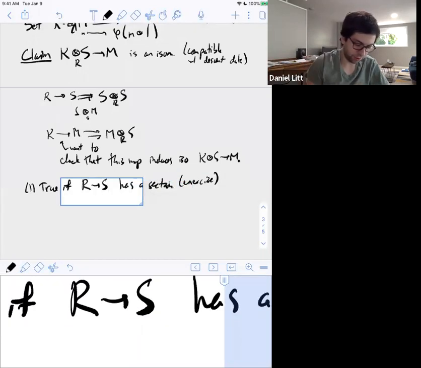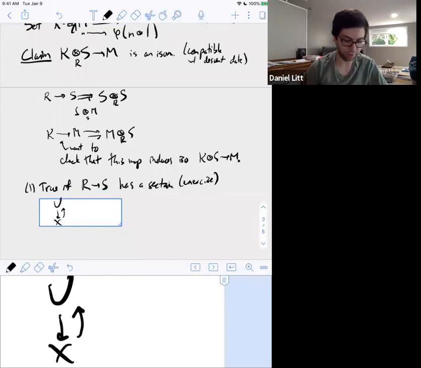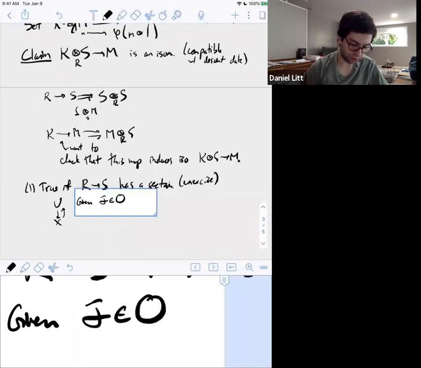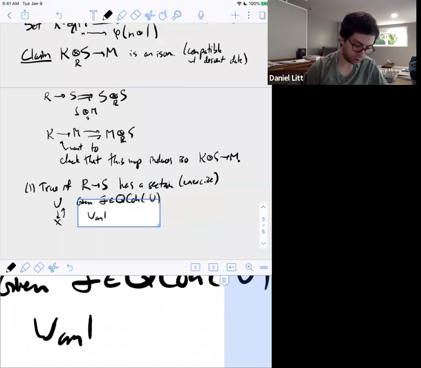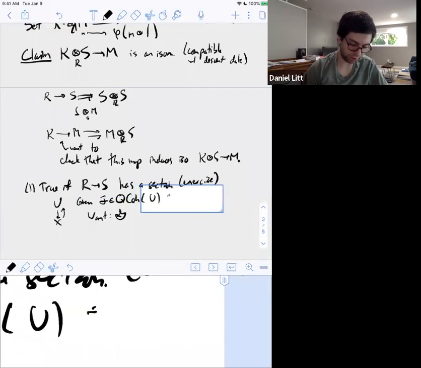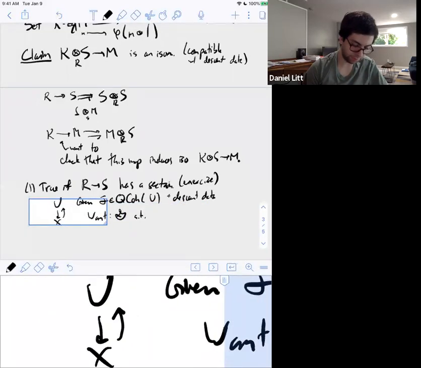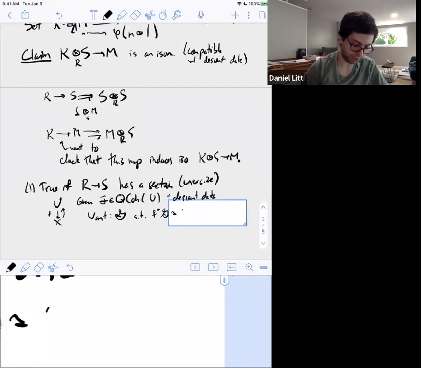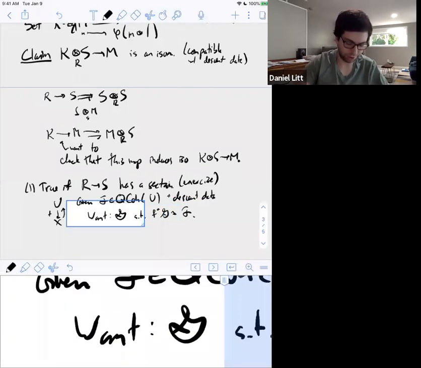So maybe let me draw the picture. So we have U to X, it's a cover, and that cover has a section. And so given F, a quasi-coherent sheaf on U, we want G, plus descent data. We want G such that F star G is isomorphic in a canonical way to F. Can anyone tell me how to make it? So let's call this section S.